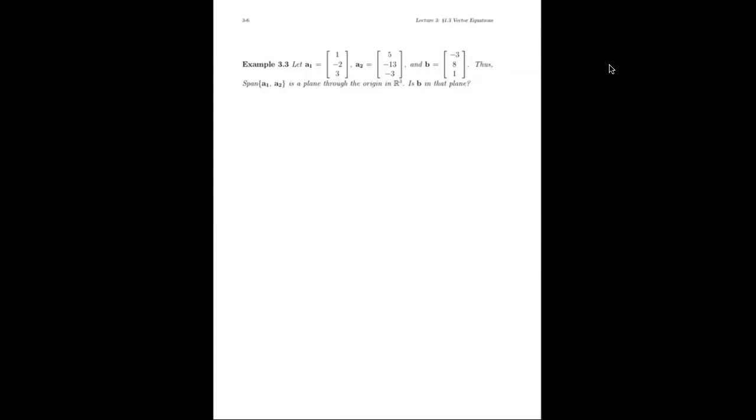So let's have a look at this example. We're given two vectors, a1 and a2, and then we're given b as a third vector. The problem tells us that the span of a1 and a2 is actually a plane through the origin in R3. So there's a bit to break down and explain there. They ask the question, is b in that plane?